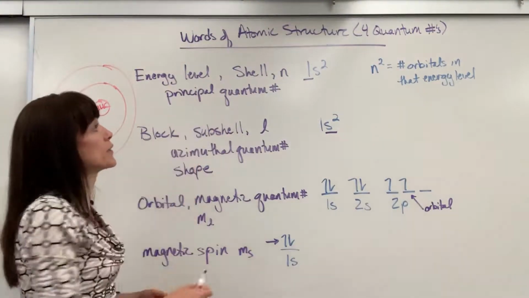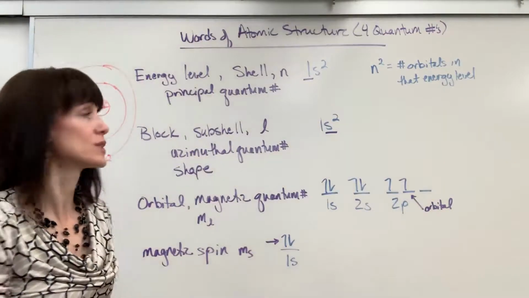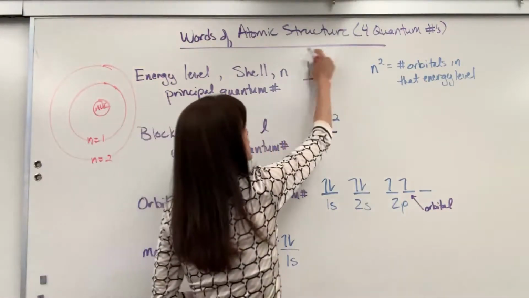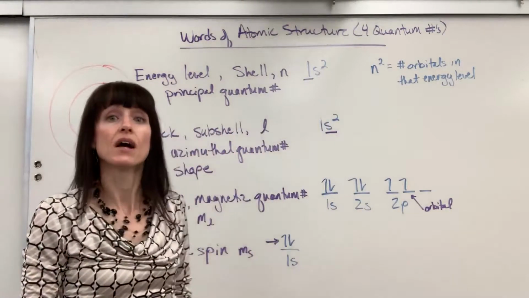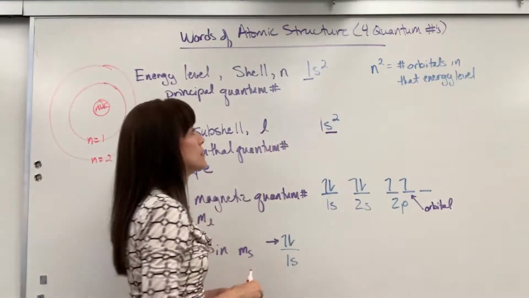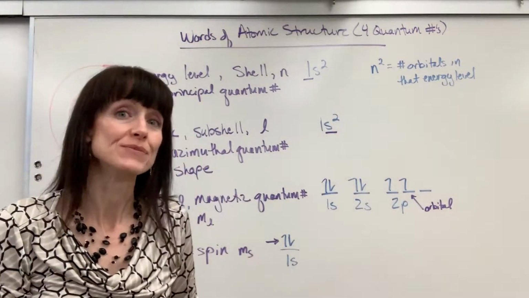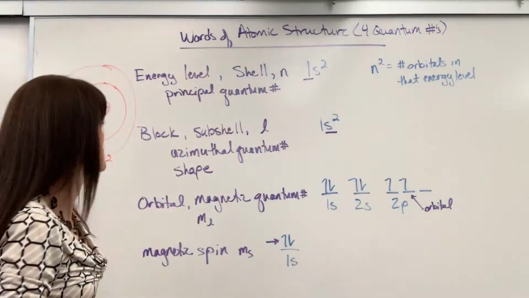It is also called the principal quantum number. Okay, so this is the principal quantum number. If we're looking at electron configuration, the large number is going to be that number: 1 is the shell. We're in the first shell, the first energy level.